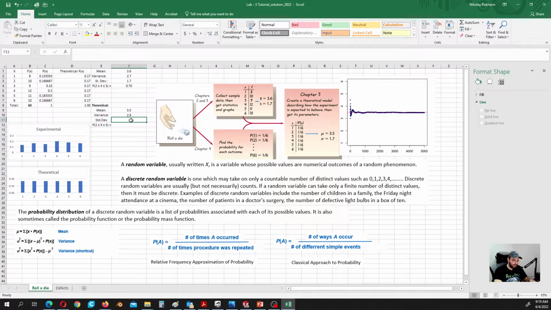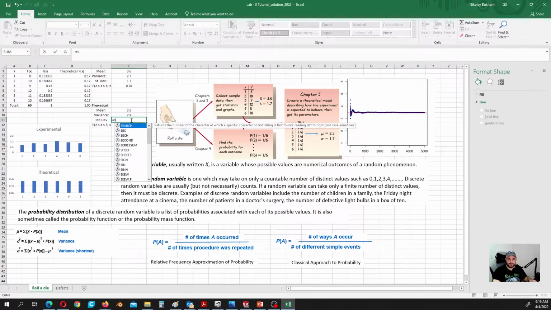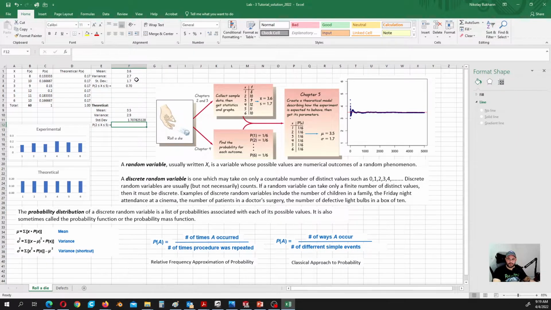Okay, standard deviation, so that's the square root of variance. Okay, so quite close. See, quite close. Yeah. So within that, accuracy is even the same.